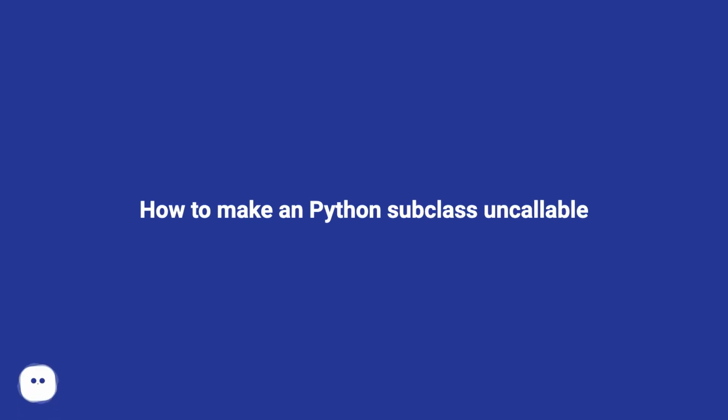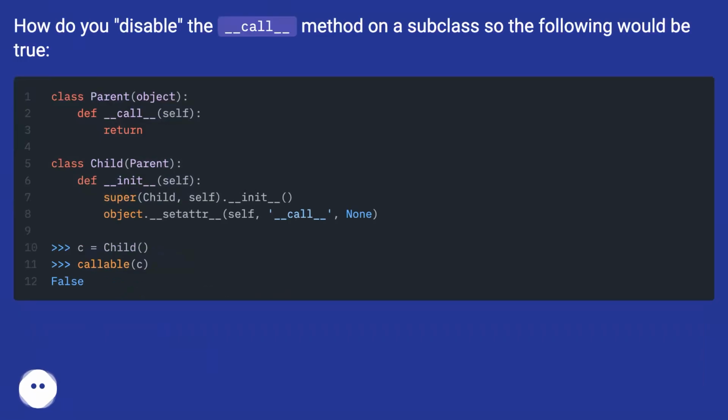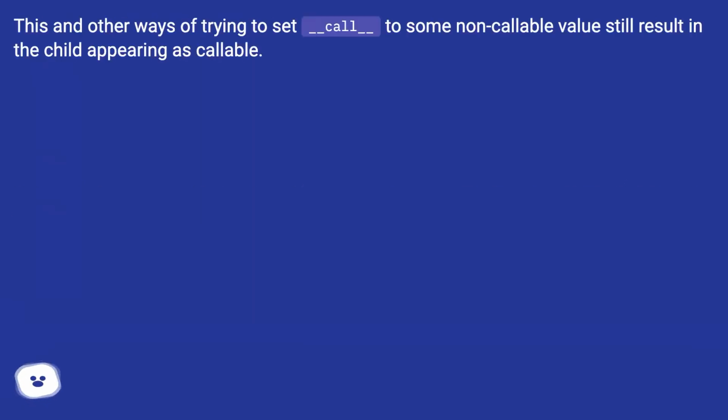How to make a Python subclass uncallable. How do you disable the __call__ method on a subclass so that callable(child) would be False? This and other ways of trying to set __call__ to some non-callable value still result in the child appearing as callable.